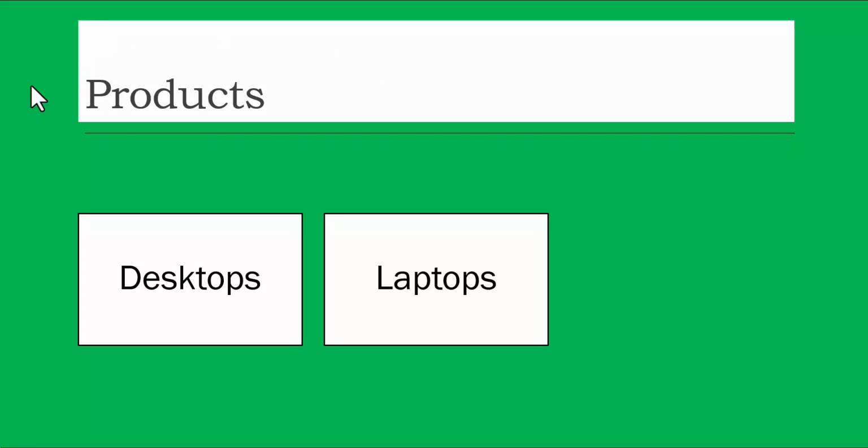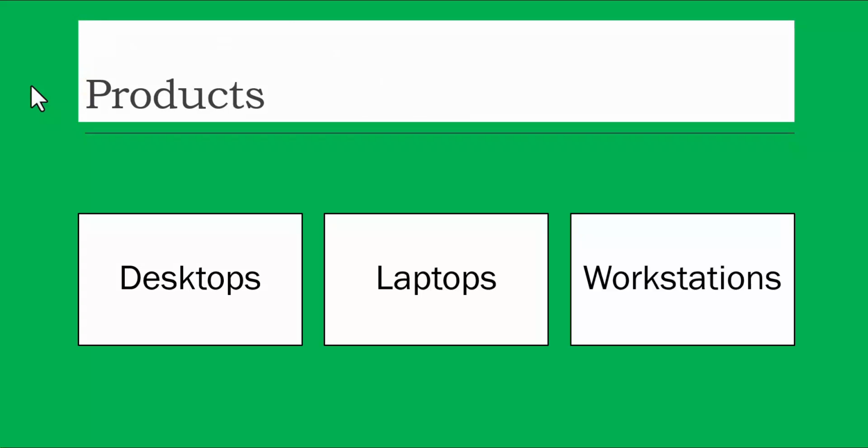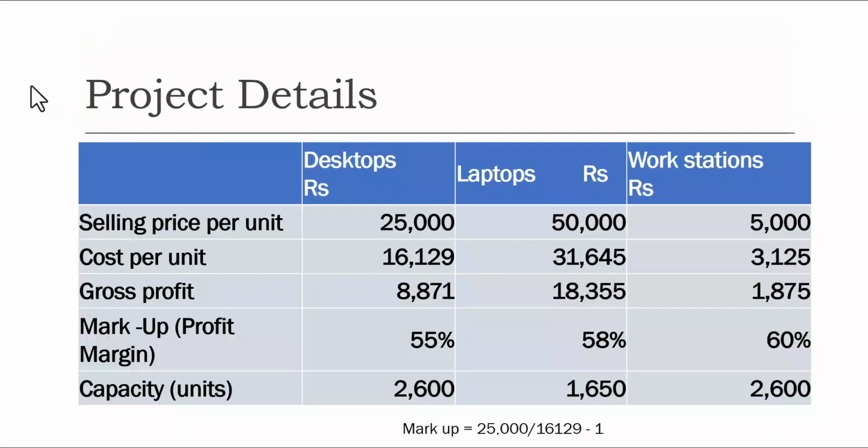Then products. What products you're going to manufacture? Desktops, laptops, and workstations. So workstations are like this, okay? You can just put your desktop or a laptop on the tabletop on that. Some people buy where they will be keeping their desktops and laptops. So that's called workstations, okay? So then, this is some kind of project details.